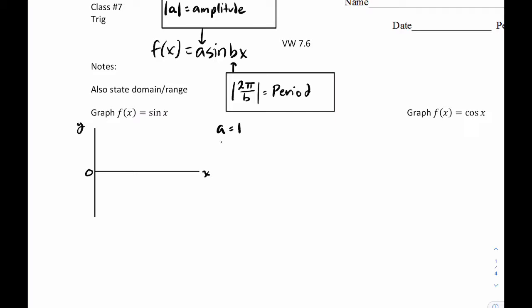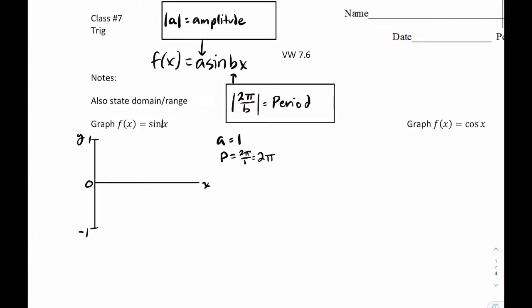A equals 1. Now the period, notice how there's a 1 in front of that x. So we're going to write 2 pi over 1, which is 2 pi. Now we're going to use that to scale everything. So the amplitude means you're going to go up 1, down 1. Now for the x-axis, the way this works is you're going to put 4 tick marks evenly spaced. 1, 2, 3, 4. The fourth one is a little bit bigger because you're going to make that this period value.